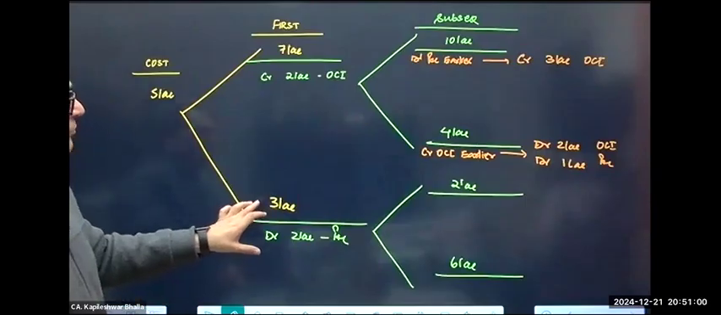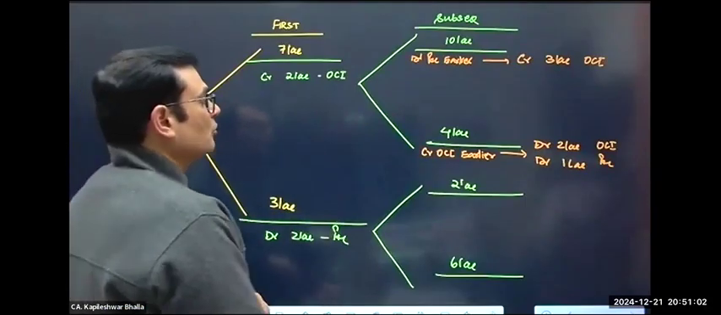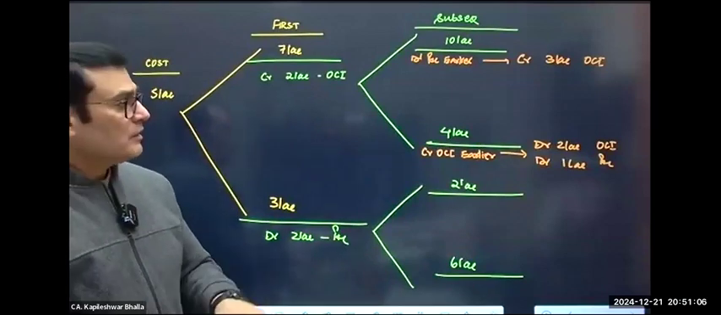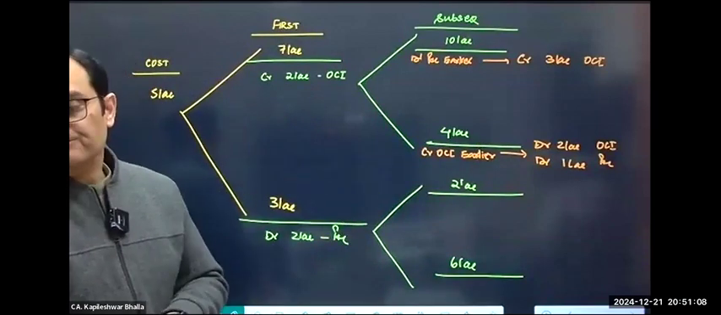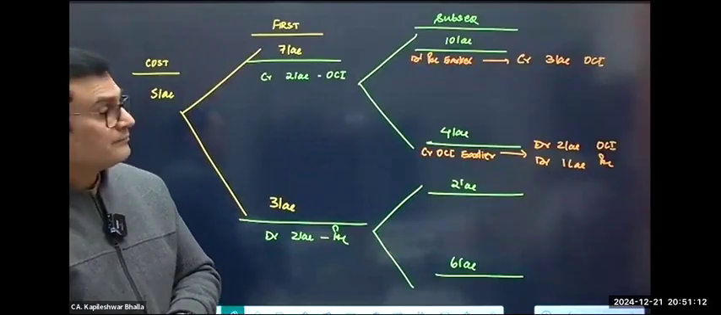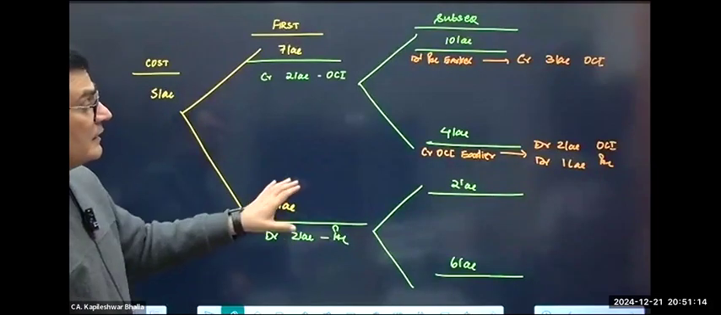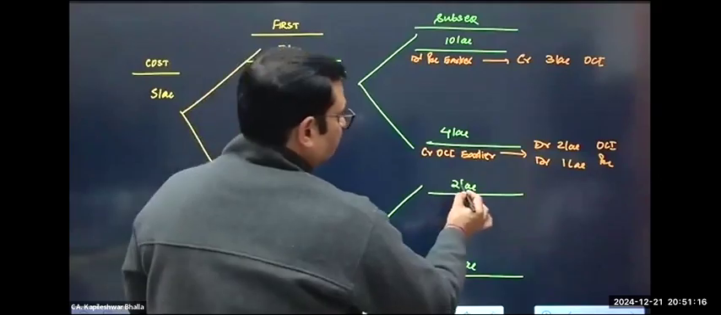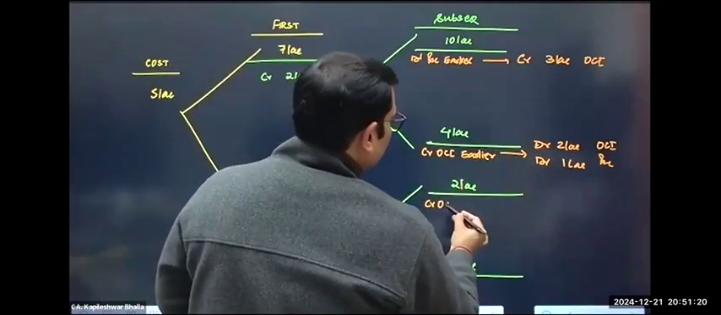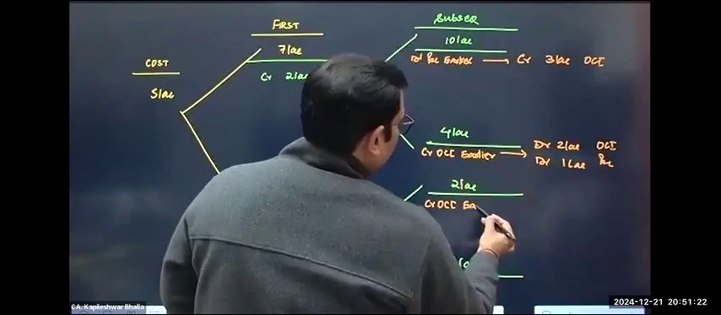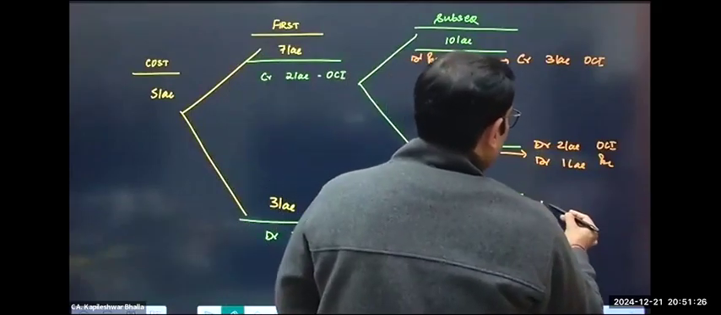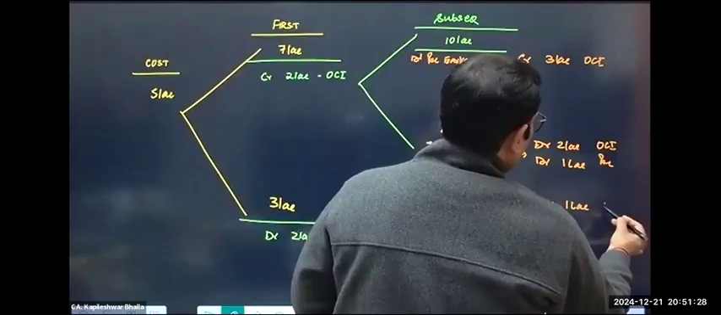Now let's see the other one. From 3, it again goes down to 2 lakh. What is the question? It's a decrease, a subsequent decrease. So what question will you put across? Did I credit the OCI earlier? I did not credit the OCI earlier. So where do I put that 1 lakh debit to P&L?